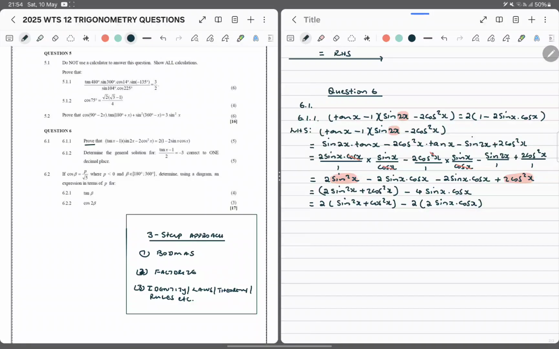Now, we can appreciate that this is just 2 into 1 using our identities, minus 2 into 2 sine x cos x. Then we take out 2 as the highest common factor. We end up with 1 minus 2 sine x cos x. So in this identity, we've literally used all the 3 steps in a way.